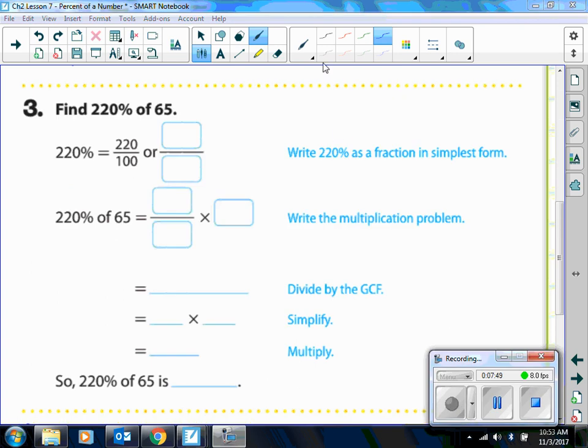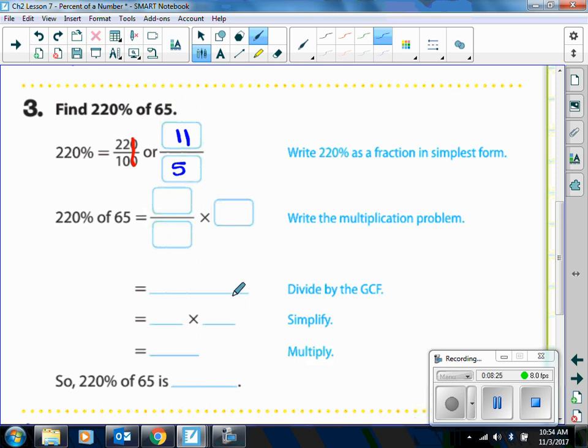All right, so for example 3, write this down. We want to find 220% of 65. So once again, we're going to write the 220% as a fraction. So 220% is 220 over 100. And then we can simplify that. Let's see. We can take the zeros out, so that's dividing by 10, right? And then I can divide 22 and 10 by 2. Very good. So we get 11 over 5.